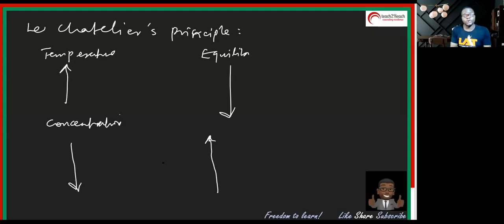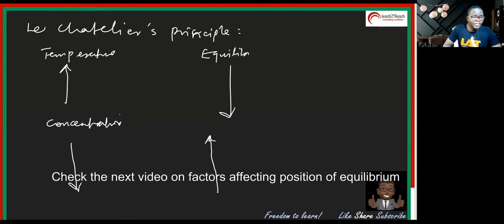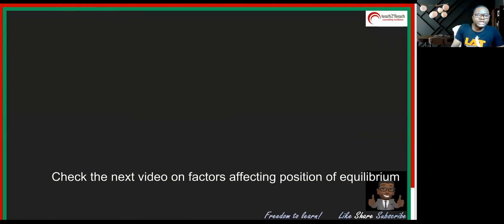So the next question we want to ask is, how will equilibrium attempt to reduce or change temperature? How will equilibrium attempt to increase or change concentration? How will equilibrium attempt to increase or decrease pressure? So we'll take each of these factors one after the other and we'll explain that. The first factor we'll look at is concentration.